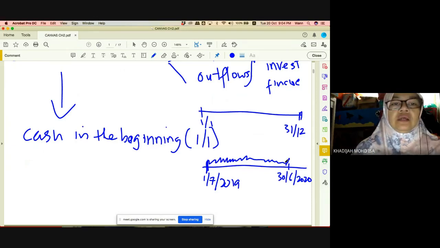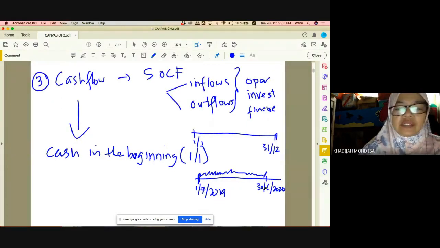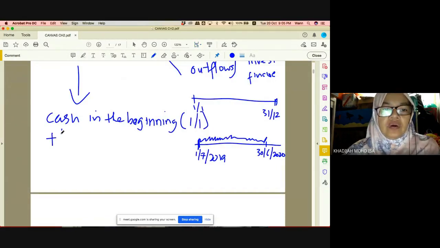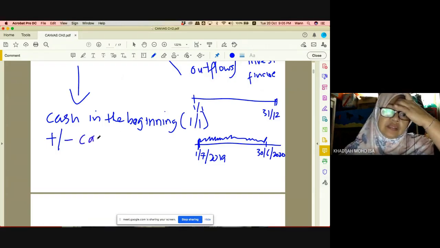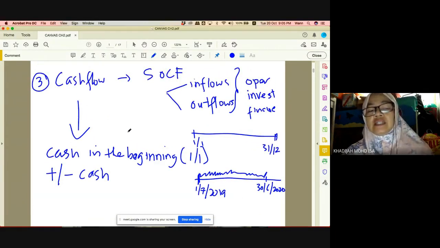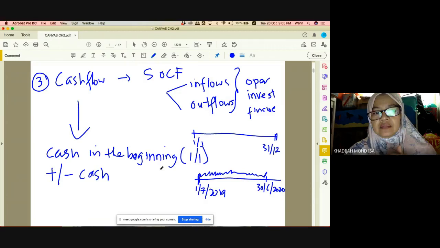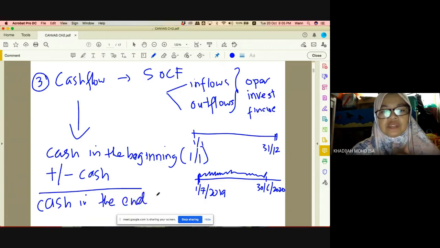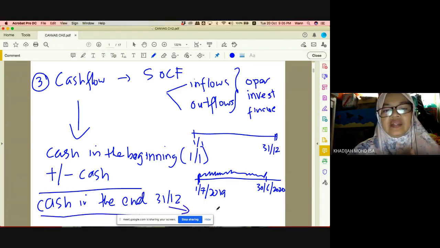Okay, so coming back to the cash flow just now, you will have cash in the beginning. Then you're going to have plus or minus cash during the year. If your cash total from the cash flow shows an increase in cash during the year, you're going to add it. So at the end of the day, you will have your cash in the end, which is on 31st of December. Whatever cash you have here should be reflected in your bank. How much should be in your bank?